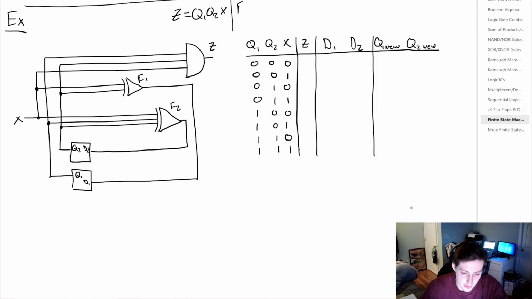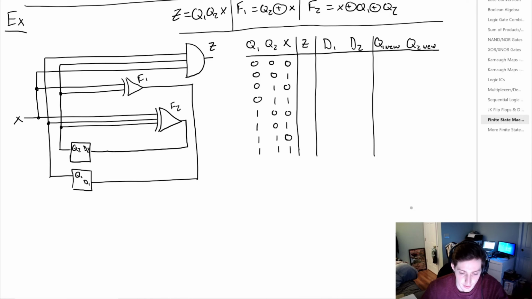So we can say that F1 is simply equal to Q2 exclusively ORed with X, and F2 is equal to X exclusively ORed with Q1, and it's exclusively ORed with Q2. And in this example, we're using D flip-flops instead of JK flip-flops. Just take note of that.